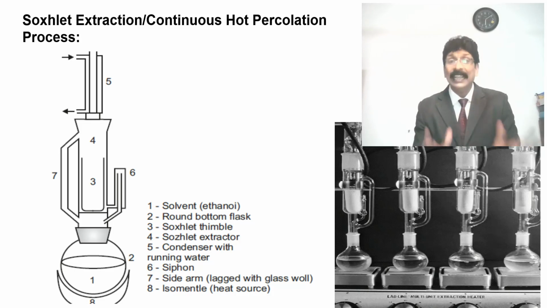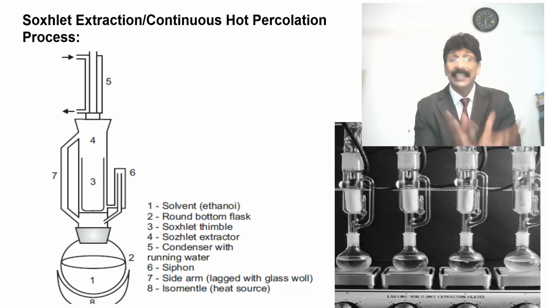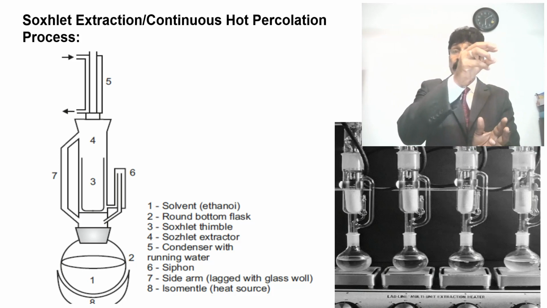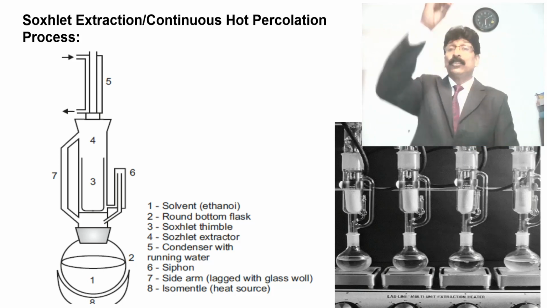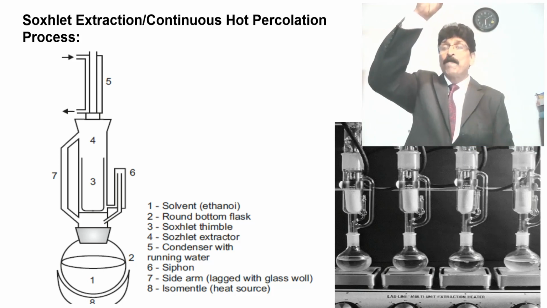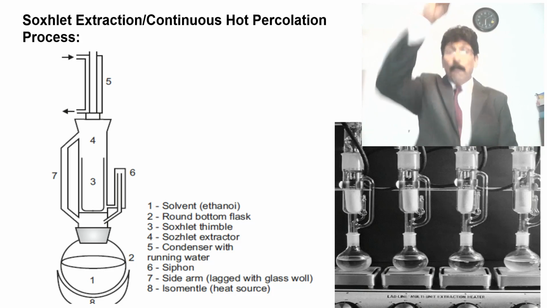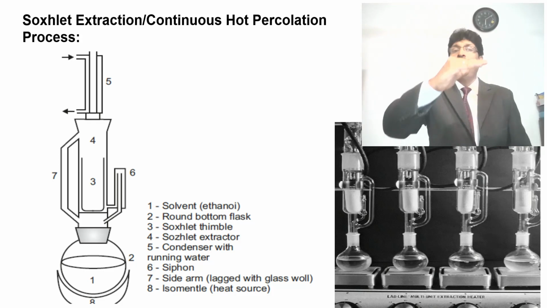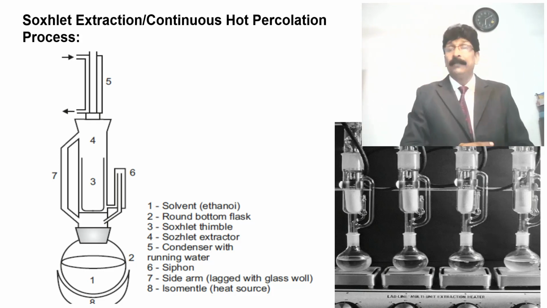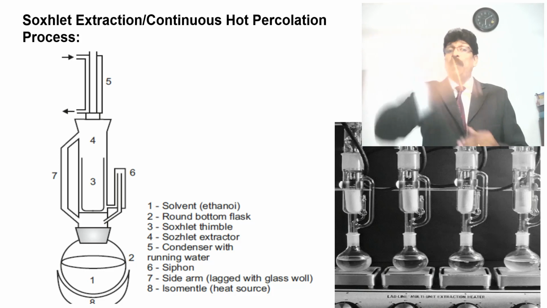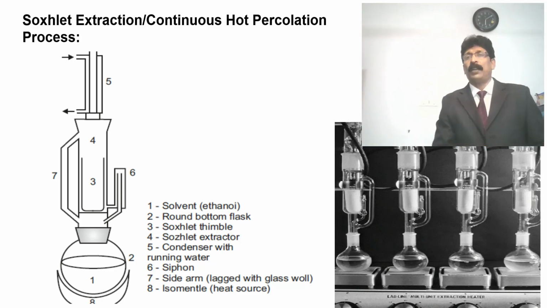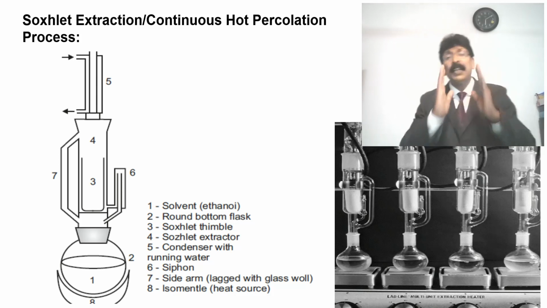And then again heating goes on by means of the mantle under the round bottom flask. The solvent alone will be evaporated, continuously evaporated, goes through 7, reaches 5, the condensing area of the water condenser, and comes back to number 3. Slowly again the level goes to the top in 3, reaches the maximum level of number 6, and siphons back to the round bottom flask. So this is a continuous process.